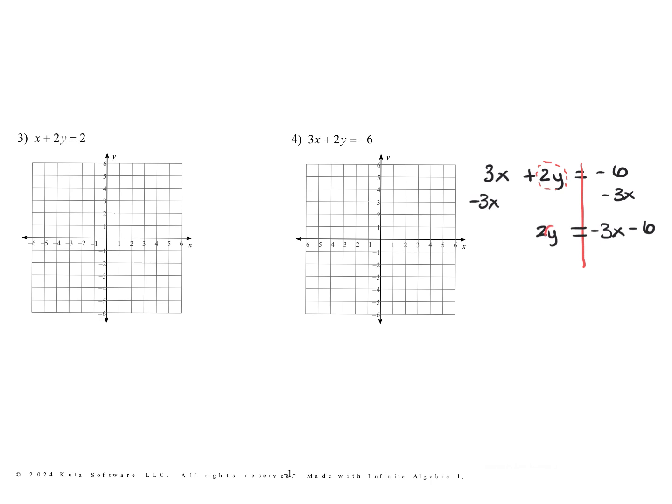Remember, I'm solving for just y. Y is chilling with 2, and they're multiplying, so I need to divide everything by a 2. Y equals negative 3 over 2x, and then type negative 6 divided by 2 in the calculator, you'll get negative 3.